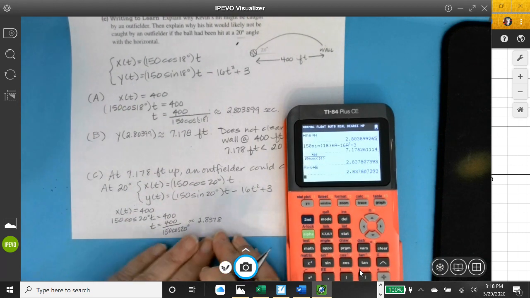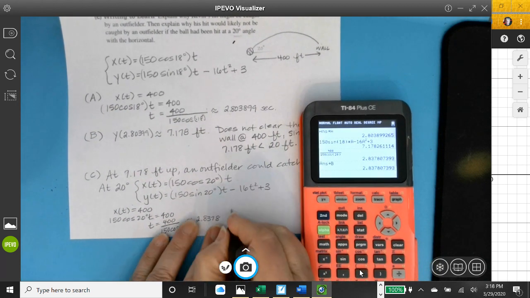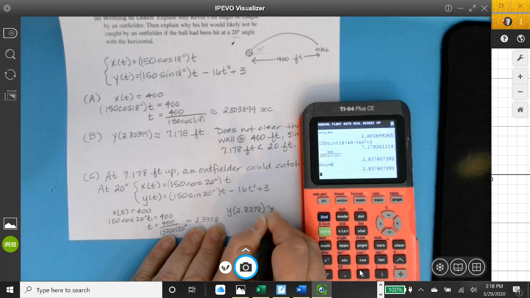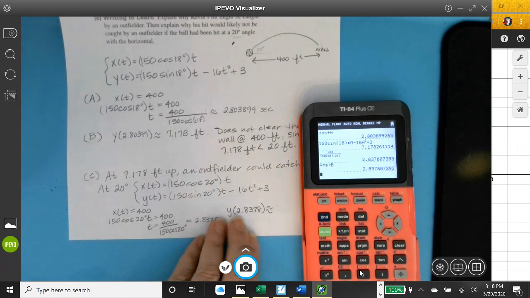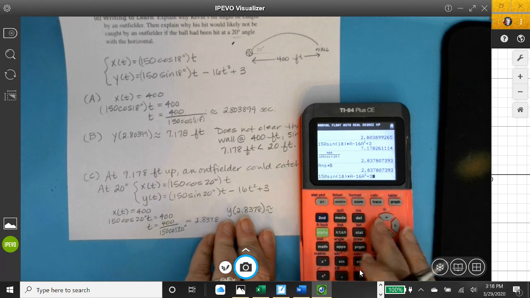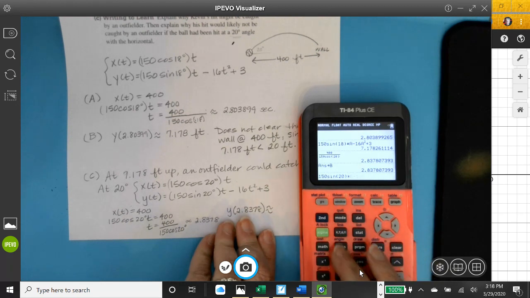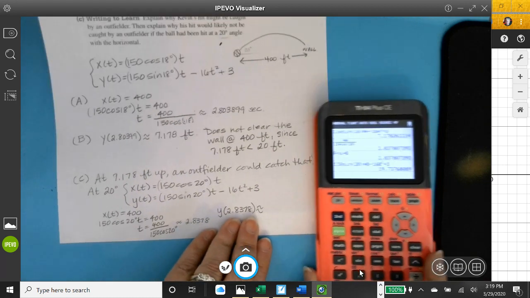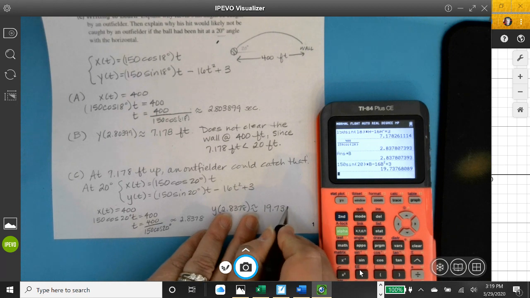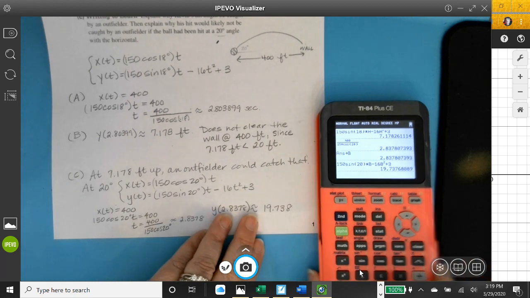I'm going to store that now in alpha B. And then how high is the ball going to be? Well, I want y of 2.8378. So what does that mean? I'm going to take this equation up here, and where I see 18, I'm going to put 20, and where I see alpha A, I'm going to put alpha B. And I get 19.773, I guess if I round up, 8, right? Feet.